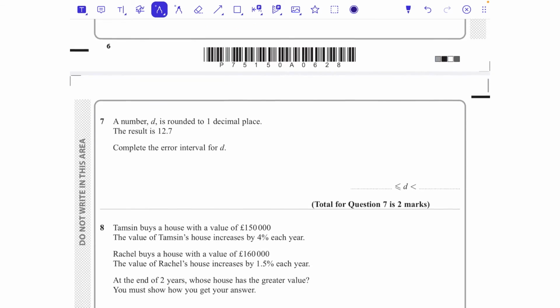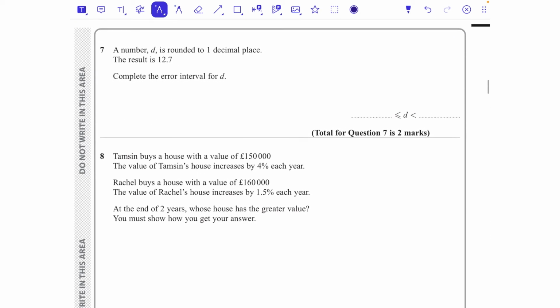Question number 7. A number D is rounded to 1 decimal place. The result is 12.7. Complete the error interval for D. Rounding to 1 decimal place, or 1 dp, is the same as rounding to the nearest 0.1.